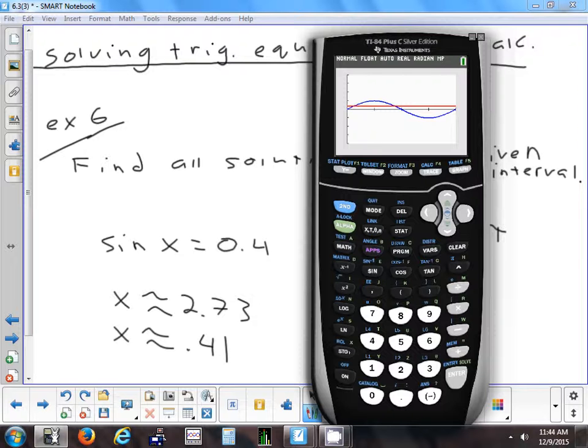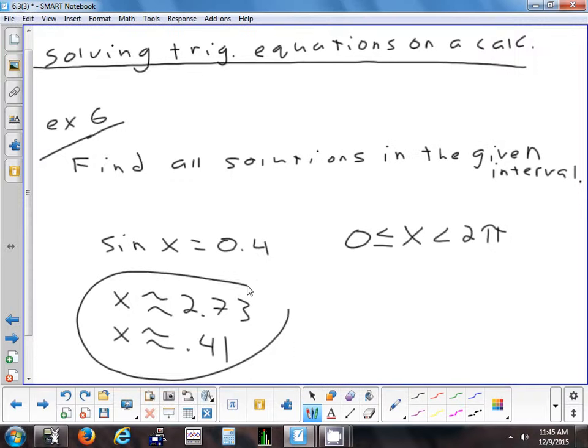All right, and these answers usually come out messy. I wouldn't try to write 2.73 or 0.41 in terms of pi, unless the line happens to cross right at the highest or the lowest value, or sometimes we can, but usually we can't. Okay, so any questions on that?